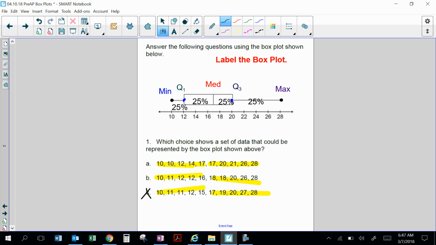So it's either A or B. The median of the lower half is 12. 12, 12. Shucks. The median of the upper half is 20. Oh, it's this one. So B is the answer. Here the median of the upper half is 21.